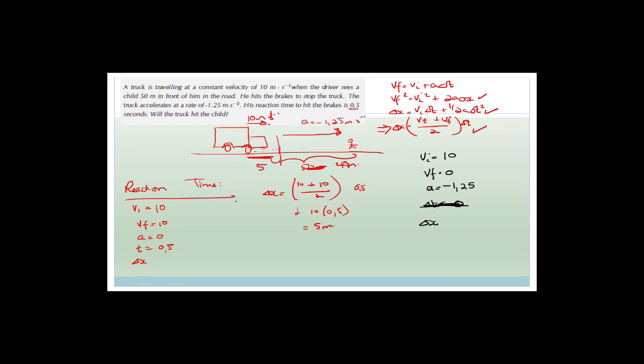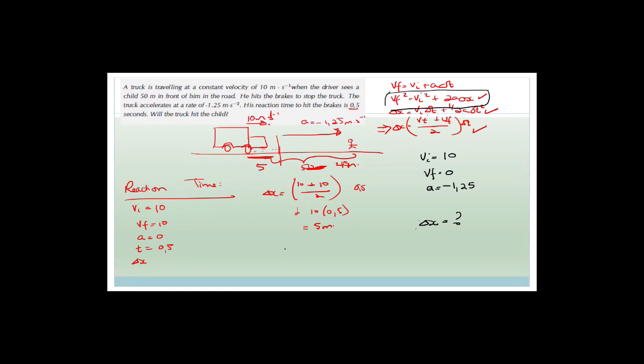We don't know his delta T. Let me just think what I was thinking. I was thinking that these reaction times have already been accounted for. So his delta X is going to be 45 meters, but we don't actually know that. We want to know what the delta X is. So we want delta X, we've got VI, VF, and A. This is the equation we want.